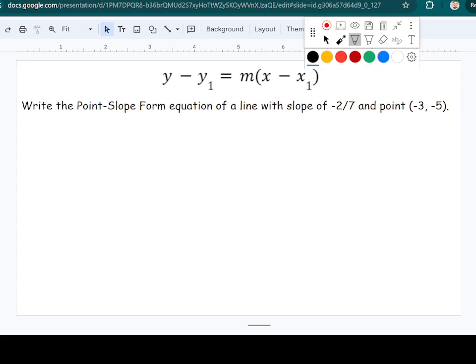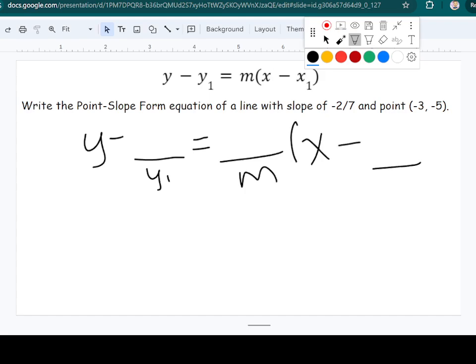And then finally, nope, we got one more, sorry. We've got -2/7 is our slope, and our point is -3, -5. So I'm writing my little template. If that helps you, do it. So of course, slope is m, so -2/7 will go in front of our parentheses. And then the point -3, -5 slots in like that.